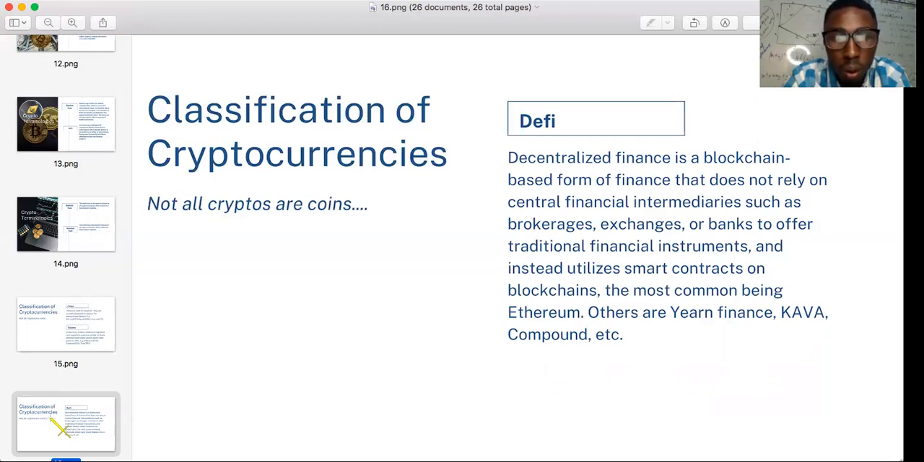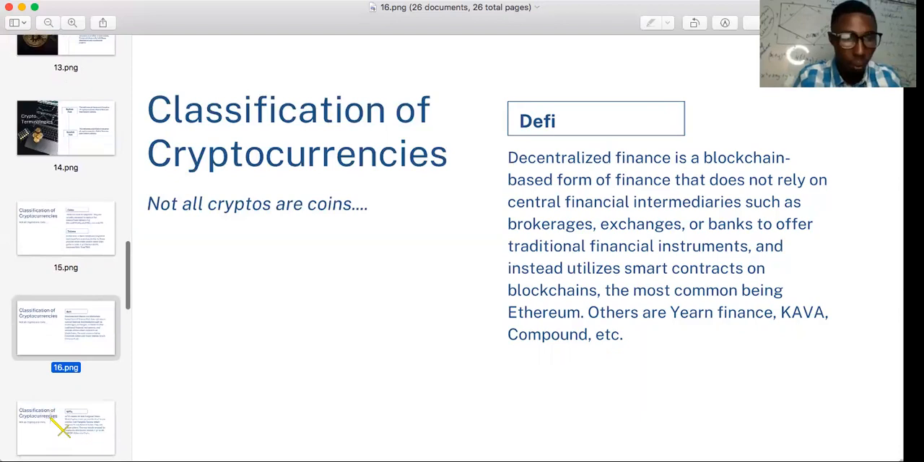One of the most common forms of DeFi is Ethereum. If you notice, I said Ethereum is a token. So a particular cryptocurrency can be a coin and a DeFi at the same time. It can also be a token and a DeFi at the same time. The difference with DeFi is that it is not regulated by an exchange. Other examples of DeFi are Yearn Finance, Aave, Compound, etc. So remember, DeFi means decentralized finance.